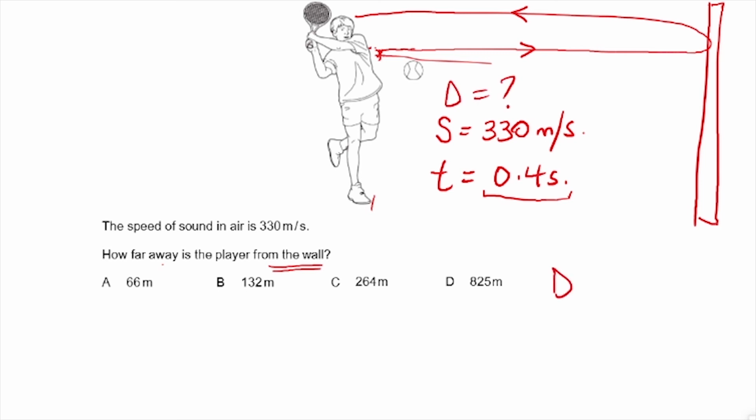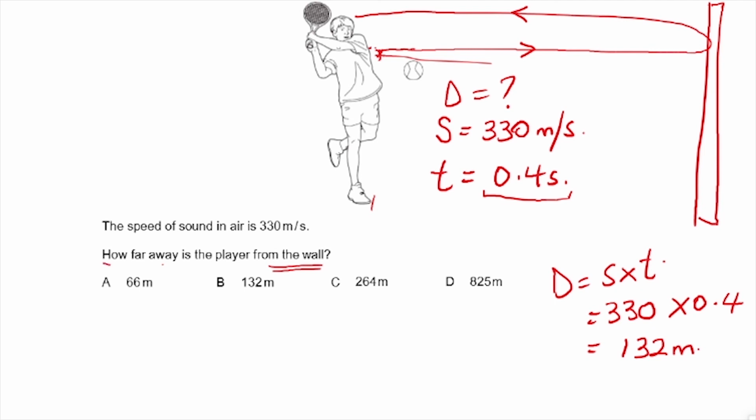So we know that distance is given by speed times time. We know that the speed of the sound was 330. We multiply that by the time it takes for that sound wave to move to the wall and then come back to his ear, which is 0.4, and we shall end up with 132 meters. So it means they were 132 meters.